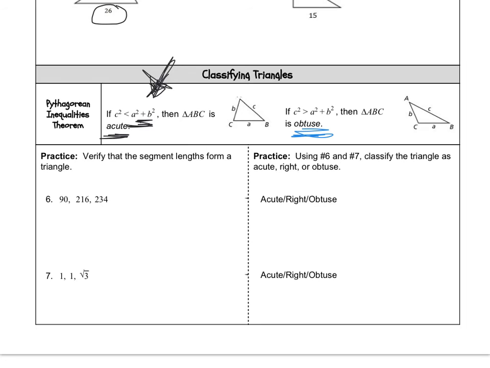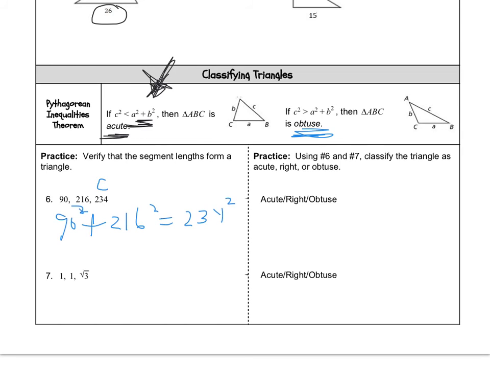So here we go. They want you to classify these triangles here. They give you these three measures right here on 6 and 7, and so let's figure out which ones are a, b, and c. Again, for something to be a right triangle, doesn't the longest measure have to be the hypotenuse? So even though we don't know if this is a right triangle or not, we're going to go ahead and use the Pythagorean theorem. This is the longest side, so that's my c. So I have 90 squared plus 216 squared, and we're going to see if it is equal to 234 squared.